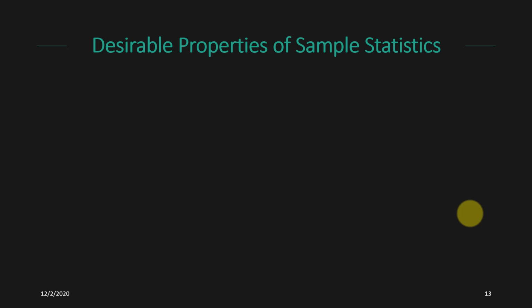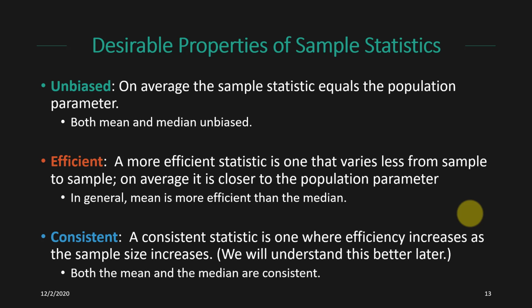All right, so let's take a second to refresh ourselves on some desirable properties of sample statistics. We've talked a little bit about this before, but I want to go through it again. Remember, we want our statistics to be unbiased, meaning that on average, we want the sample statistic to be equal to the parameter in the population that it's estimating. Now, both the mean and the median are going to be unbiased.